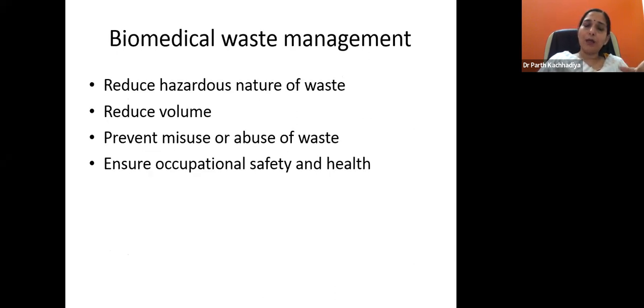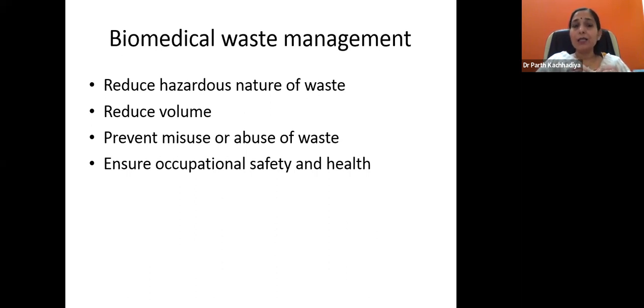Then the most important part of all this infection control is biomedical waste management. Why do we concentrate more on biomedical waste management? Because we need to reduce its hazardous nature. We want to reduce the volume of the waste which is being produced daily in the hospital. We want to prevent misuse or abuse of the waste. Misuse or abuse means whatever plastic material or needles or IV sets or glass bottles we are using, we don't want these to be used again or reused again.